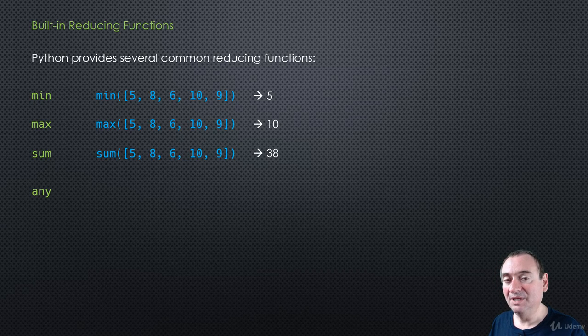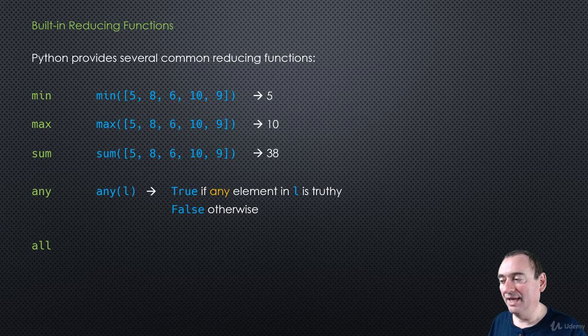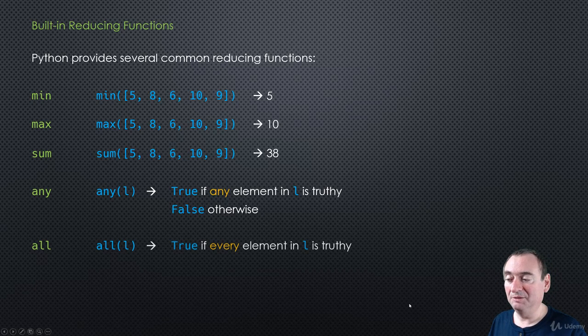Now we have two more, and these are related to Boolean expressions. So we have any and all. So let's look at any first. And any is defined this way. You call it by saying any and then your iterable, and it will return true if any element in L is truthy. It will return false otherwise. And all is called by all with whatever iterable, and it will return true if every element in L is truthy and false otherwise.